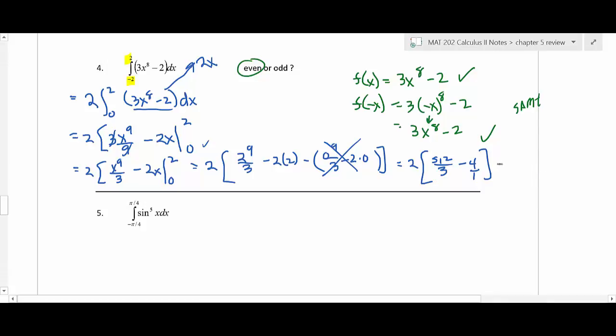So I have a common denominator of 3, so I'm going to have 512 over 3. I change this by multiplying that by 3 over 3 to 12 over 3. And then that's going to give 2 times 500 over 3. Okay, then you can just multiply straight across and get 1,000 over 3 like that. So that's your exact answer to your problem.